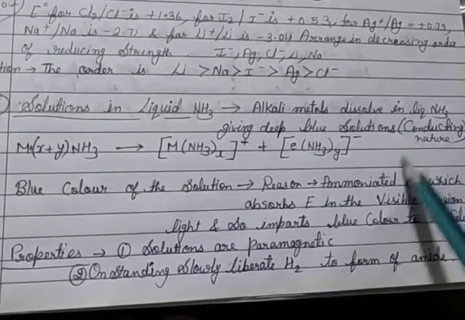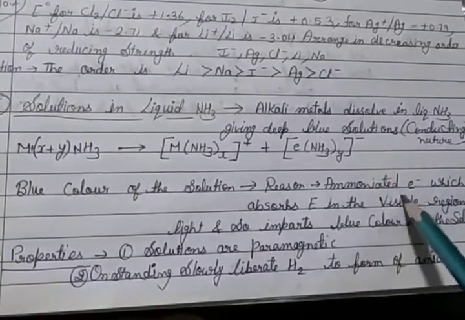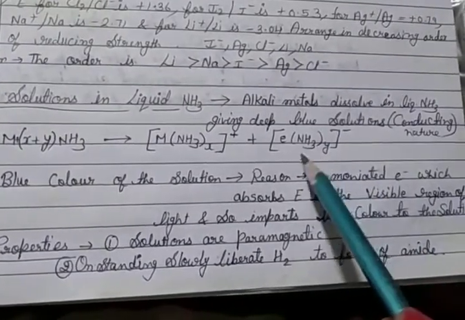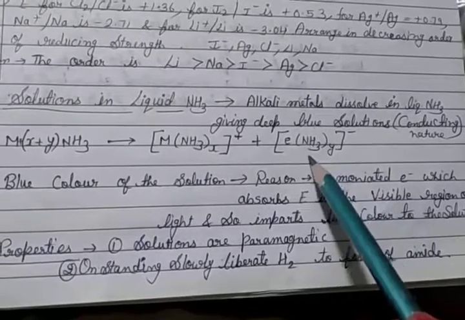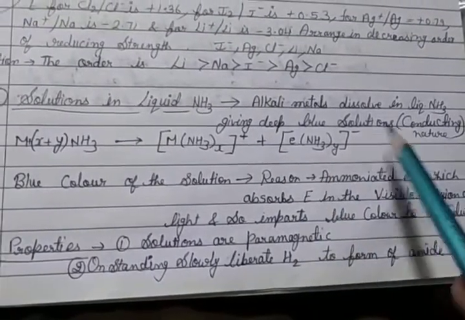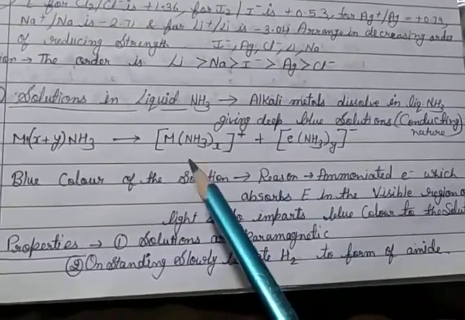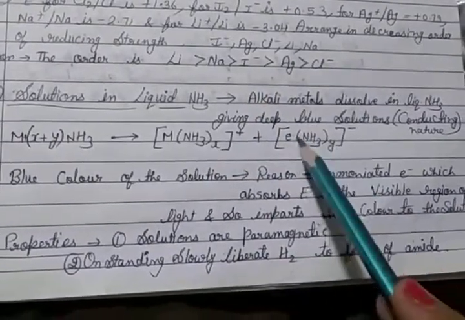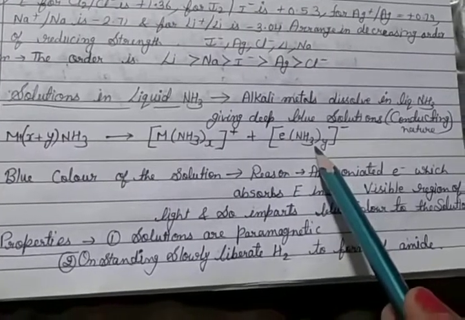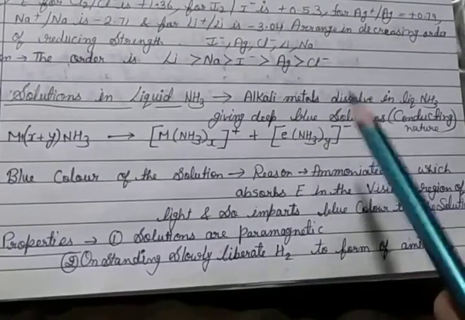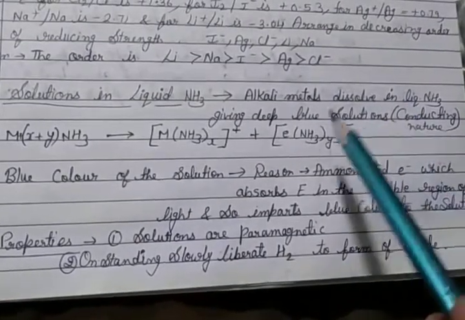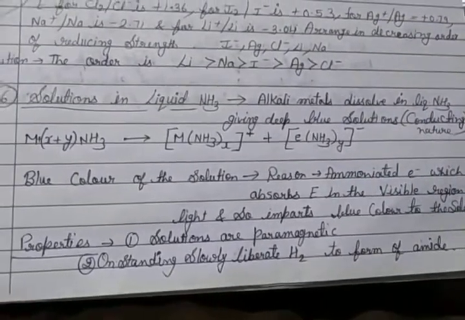The reason for the blue color and the conducting nature is the ammoniated electron, which absorbs energy in the visible region of light, and so imparts the blue color to the solution. Again, the reason is the ammoniated electron, which absorbs energy of the visible region of light and so imparts blue color to the solution.